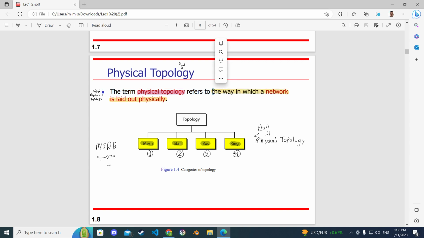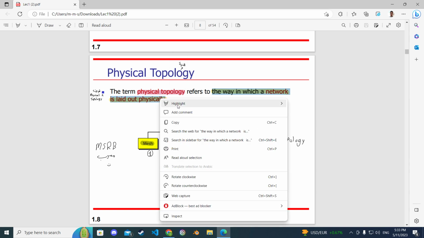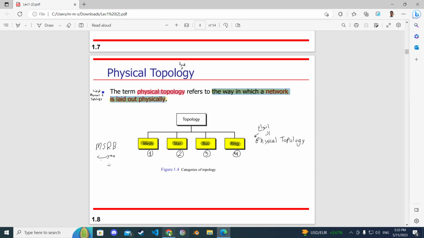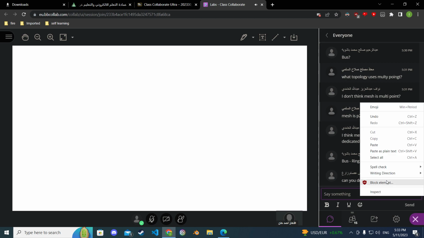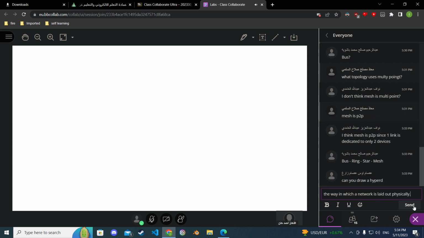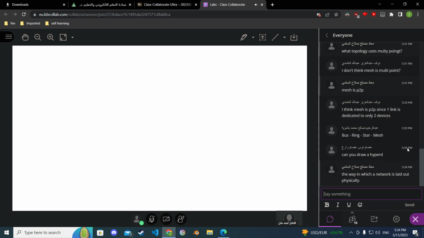We just discussed point-to-point and multi-point. Yeah, mesh is point-to-point. There is star topology, ring topology, mesh topology, and there was one more. The form of the network, the shape of the network, the layout of the network.